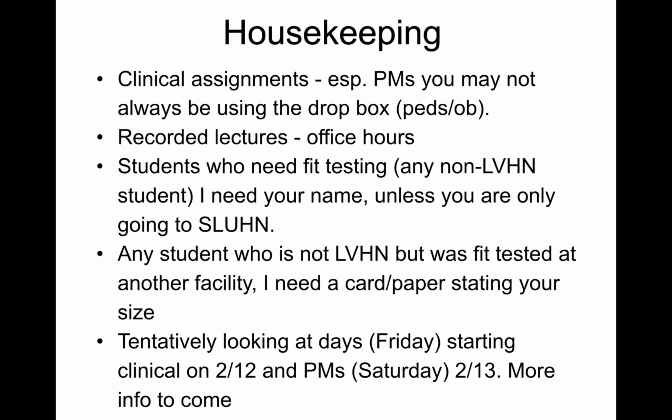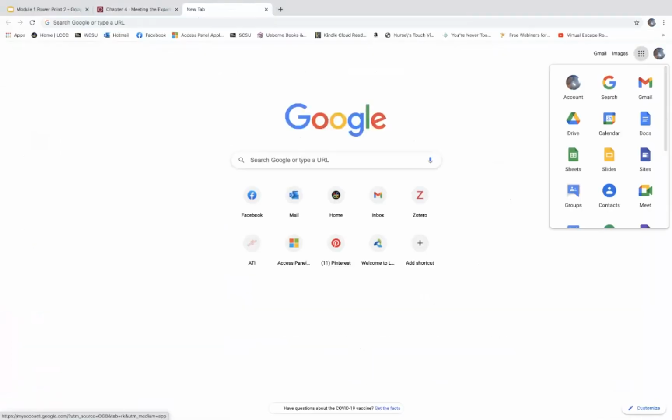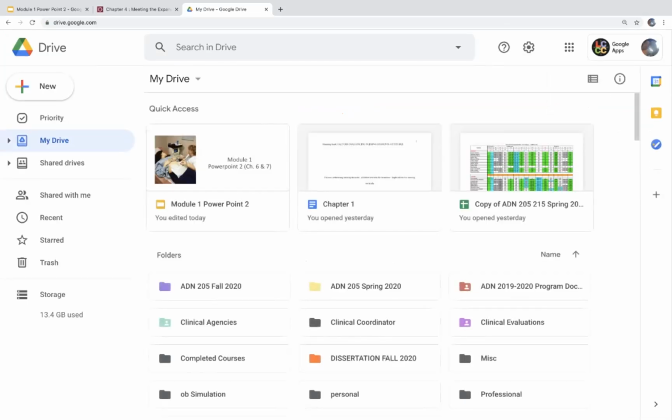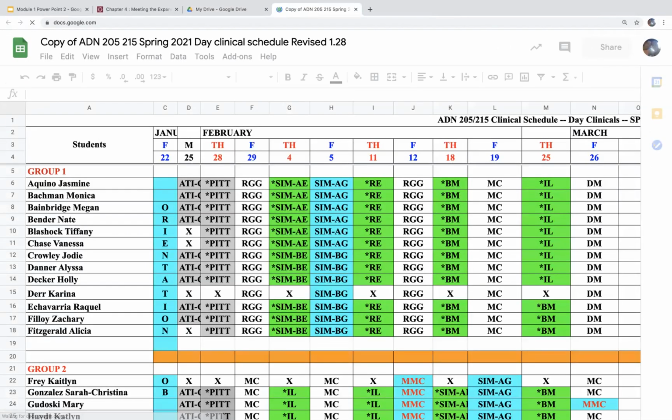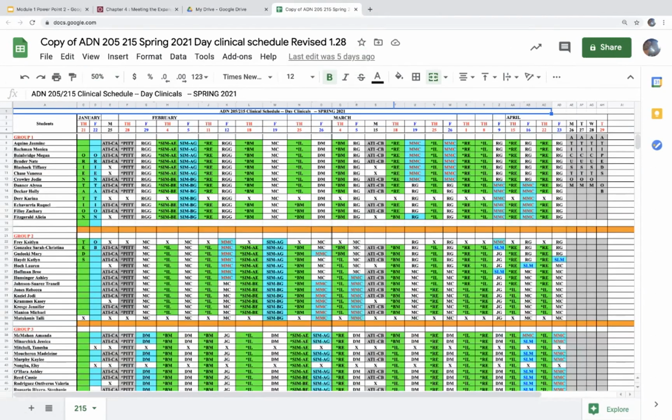I know there's so much confusion about all the schedules because we're just making changes, and it's not how I like to work, to be honest with you, at all. So let me minimize this and get out of chapter 4. Let me get into the clinical schedule just so that you all are seeing what I'm seeing. Okay, so this is the day schedule. I'll minimize it. There we go. Just to kind of give you an idea.